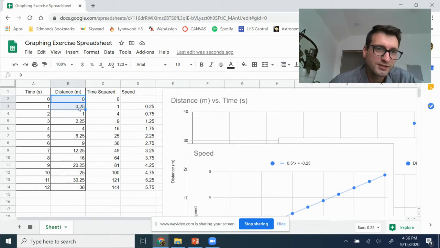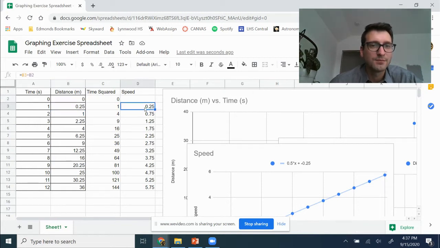In the first 1 second, it only goes 0.25 meters. So its velocity for the first 1 second would be about 0.25 meters per second. That would be its speed. The way I got that is the distance that it traveled divided by the amount of time. It traveled 0.25 meters in 1 second. So in theory, the equation I just did, B3, which would be this one, minus that one, would give me the speed.